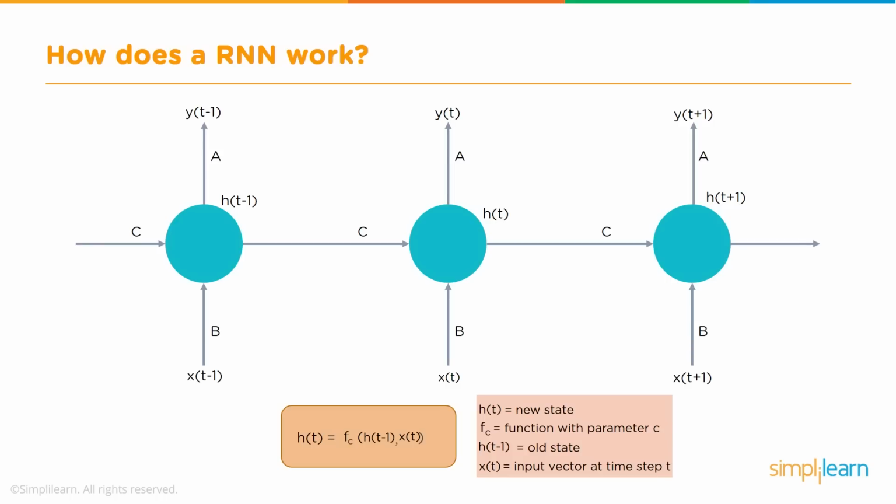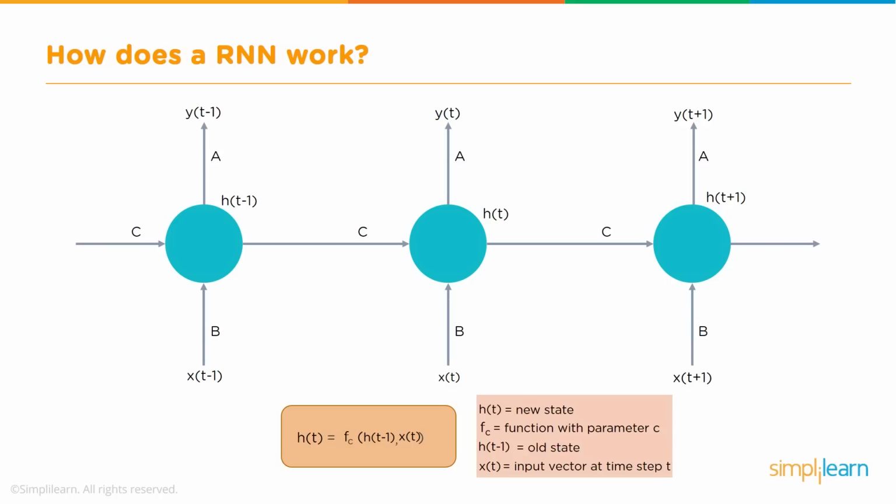And C is based on H of T minus 1. So the Y and the H values are connected to each other. They're not necessarily the same value because H can be its own thing. And usually we represent this as a function: H of T equals a function of C, where H of T minus 1, that's the last H output, and X of T are going in.